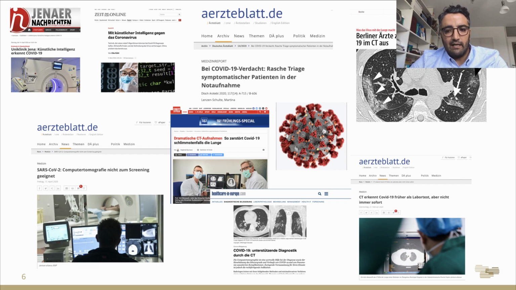And here they say CT can detect COVID-19 before PCR. And here, some personal opinions of some doctors showing the worst damage of COVID-19 in the lungs with CT images. So it was a bit controversial, and the same thing is with the papers that came out. They have different results. I'm going to show that afterwards.